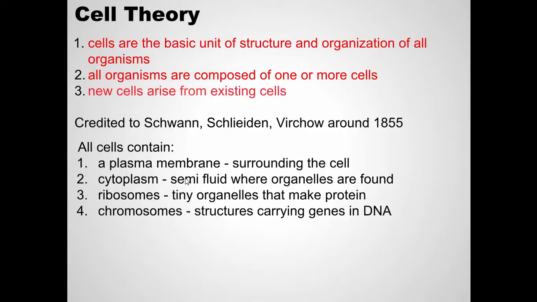And then the third part says that cells come from other cells. So these ideas are established and put together in the middle of the 1800s by Schwann and Schleiden and Virchow.